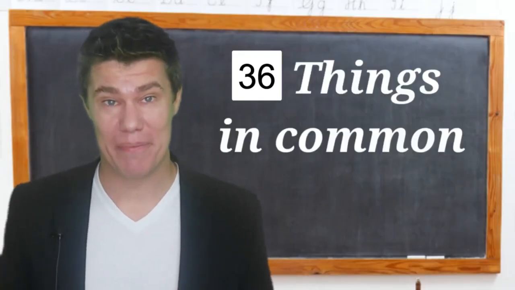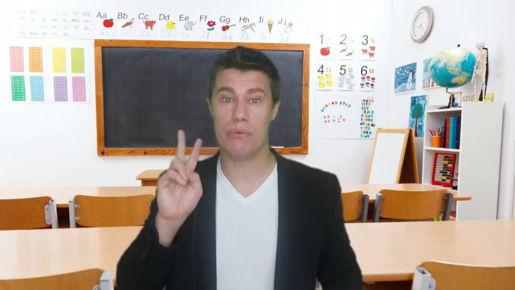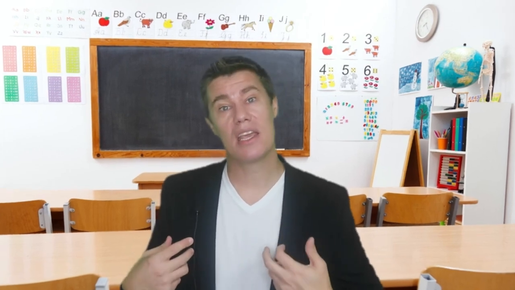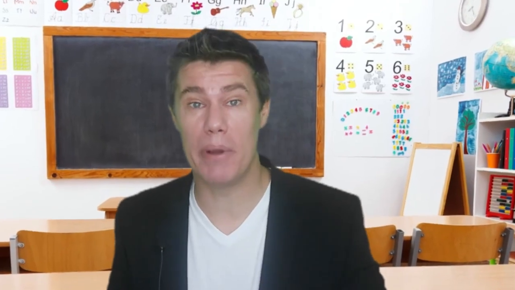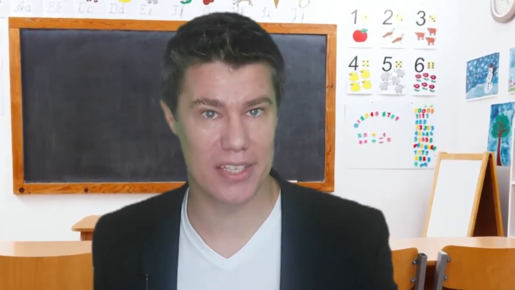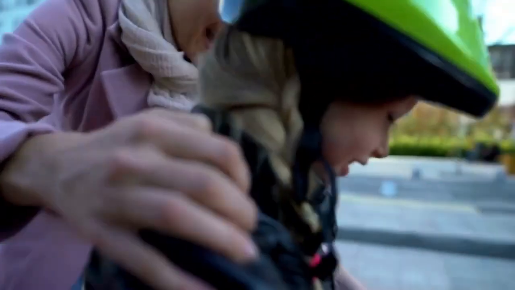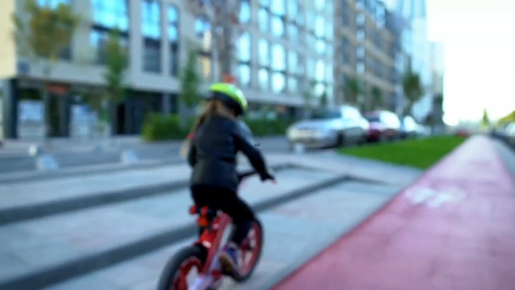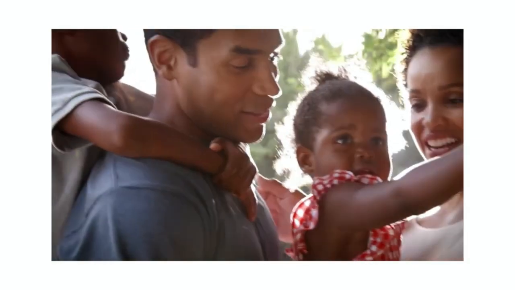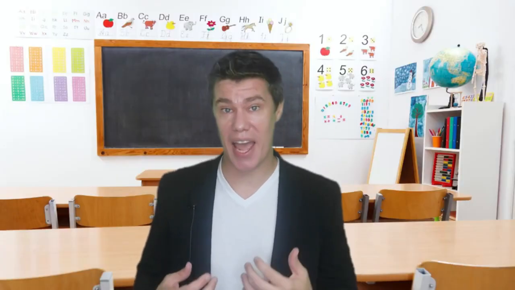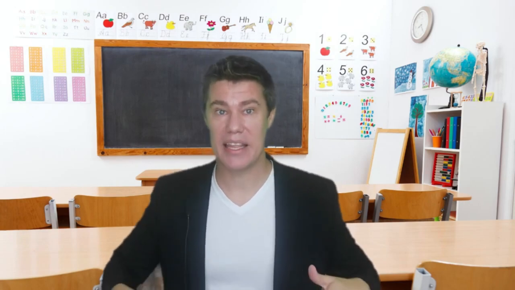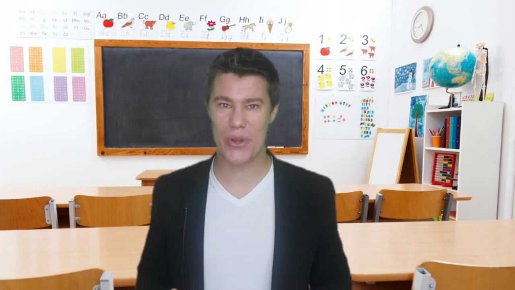Things in common. First, place the students into pairs or small groups. Then, give them some time to discover interesting things they have in common with their partner or partners. They can talk about their hobbies, experiences, places they've been to, things they've done, things about their lives, their families, and so on. Students must find at least three interesting things they have in common. Once they are done, let them share their similarities with the class.